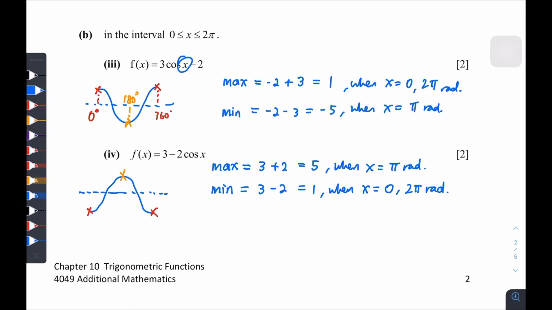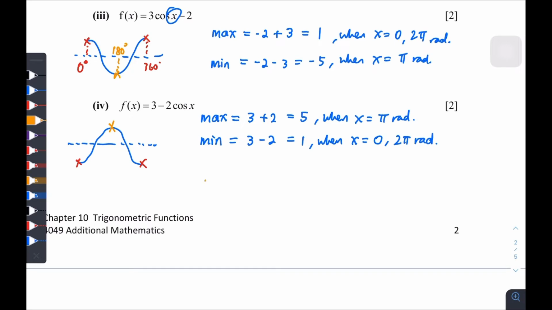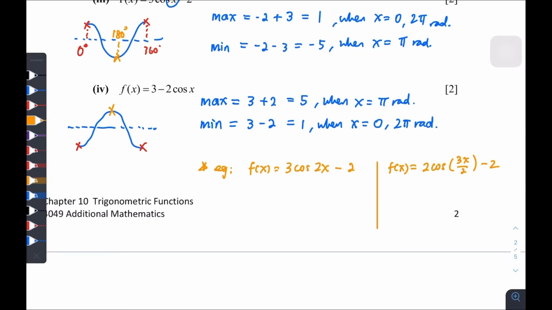Let me put a pointer over here. So if the question gives, for example, f(x) is equal to 3 cos 2x minus 2. Okay, and let's go for one fancy one over here. f(x) is equal to, let's say, 2 cos 3x over 2 minus 2. Very fancy, right? A bit weird, right? Okay, so let's see how this works.